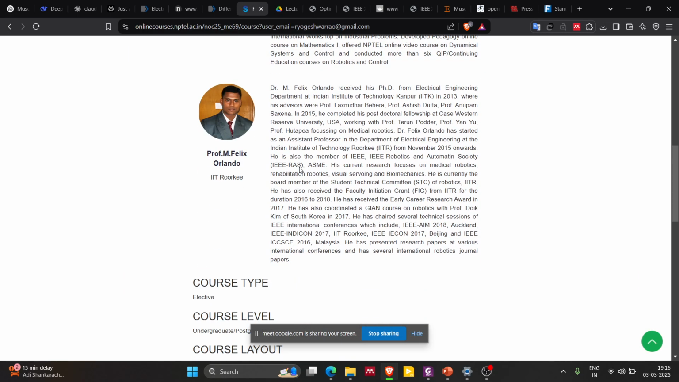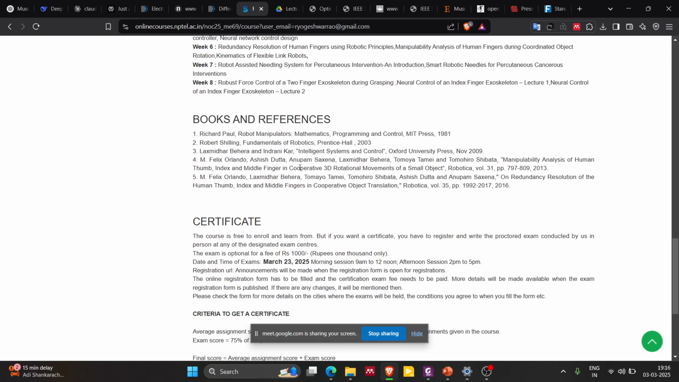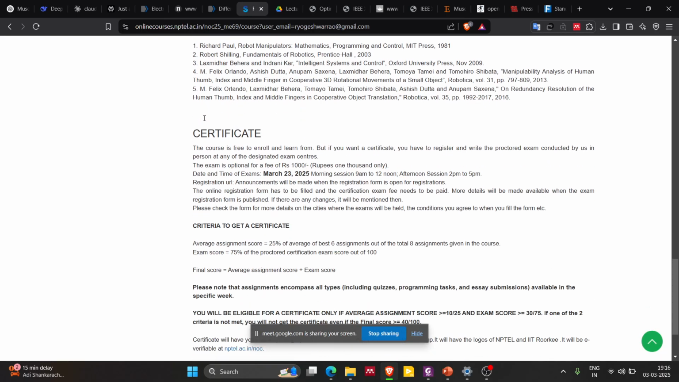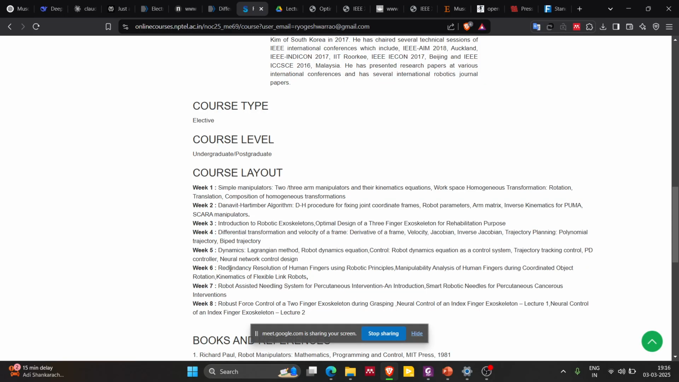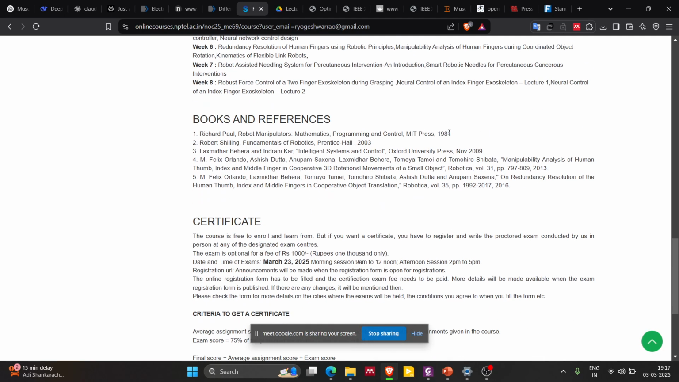So for the books, from week 1 to week 5, I think you can depend on these two books. You can refer to any one of them. You don't have to go through both of them. You need to refer to only one of them.